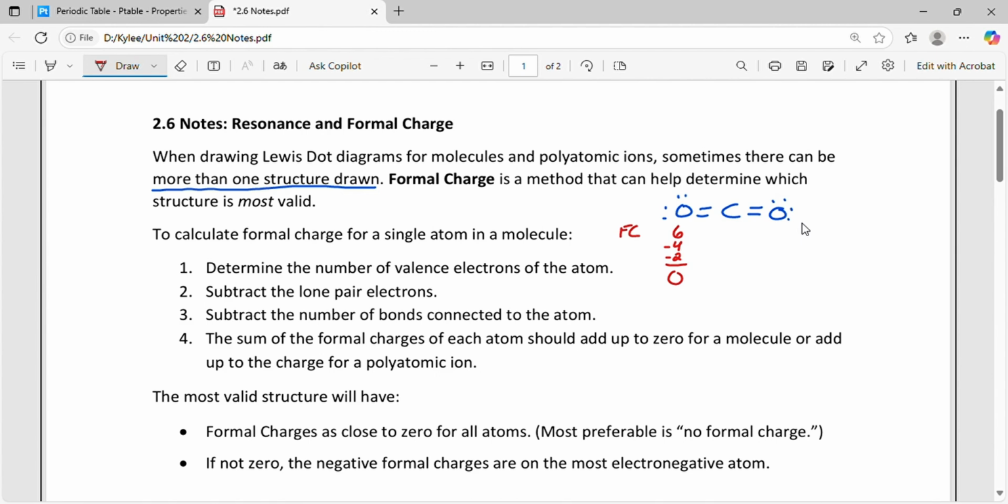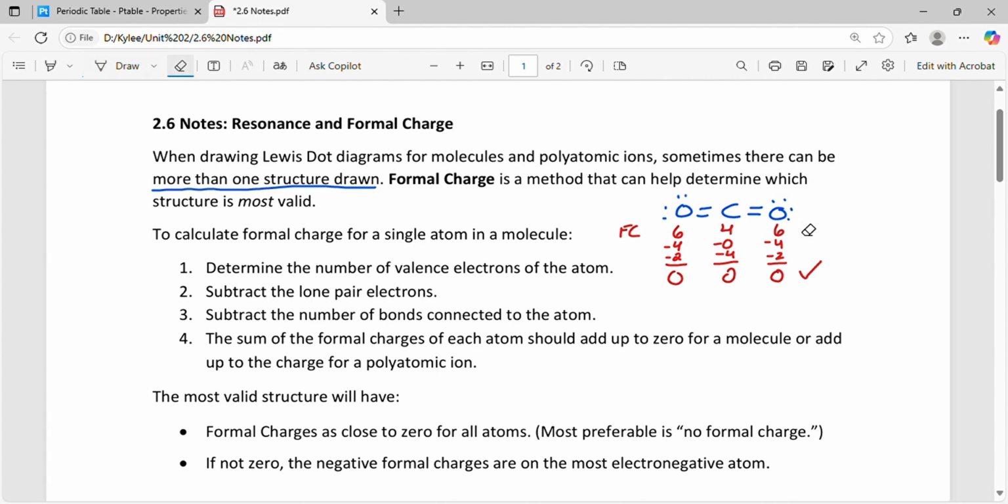Similarly, if I was to do the formal charge on the oxygen on the right, we have the same situation. 6 valence electrons minus 4 lone pair electrons minus 2 bonds, and I get a formal charge of 0. And then similarly for carbon here in the middle, we have 4 valence electrons minus no lone pairs minus 4 bonds, and I get 0. This is preferred. Formal charges with zeros on all the atoms means that this is a really stable structure. And that is the goal. We want as many zeros as possible.